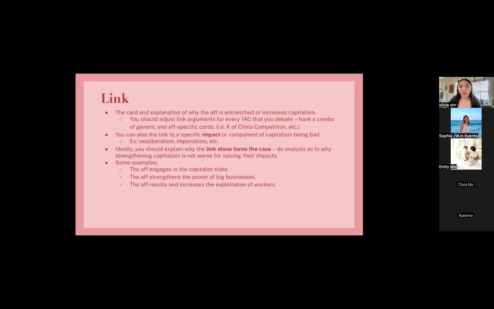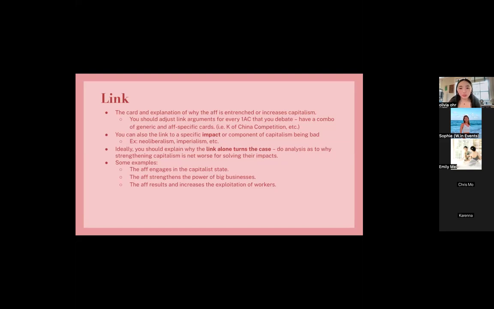You should also tie each link into a specific component of capitalism being bad, so neoliberalism, imperialism, etc. And then ideally, you need to explain why the link alone turns the case. So you should do analysis as to why strengthening capitalism is net worse for solving every aff impact.